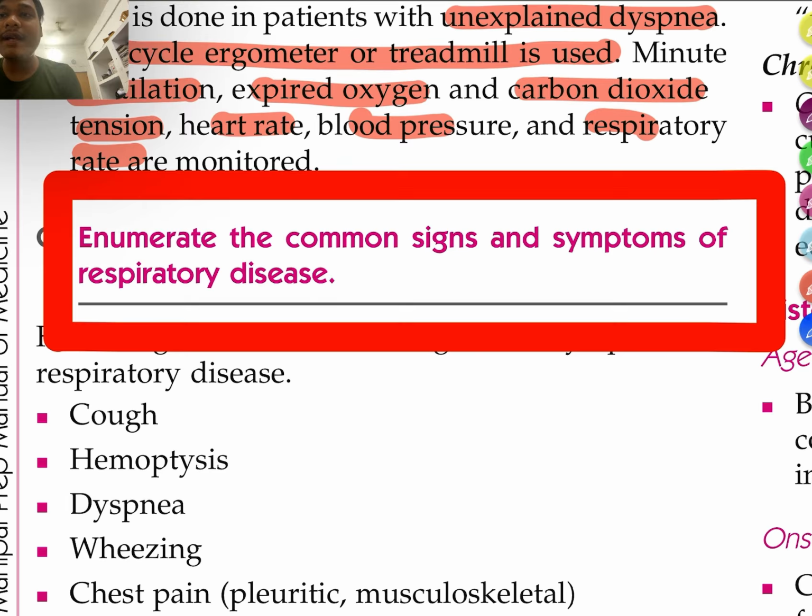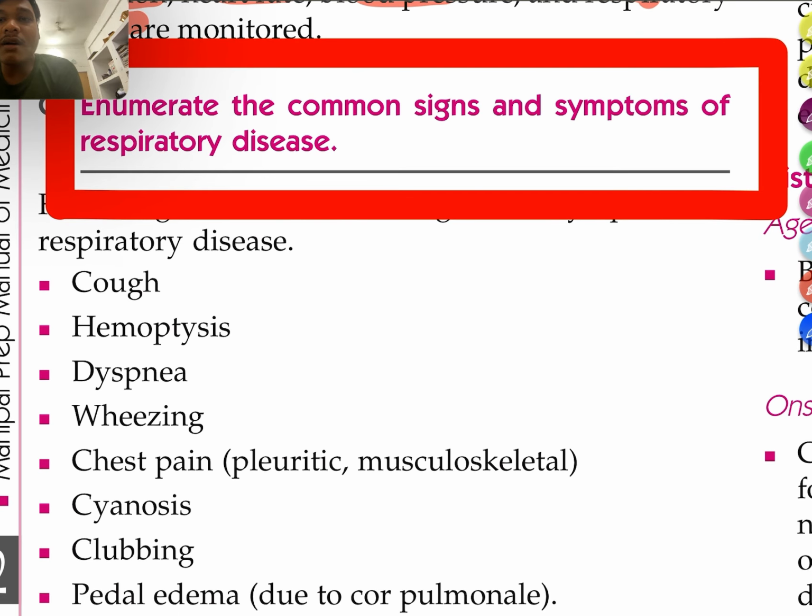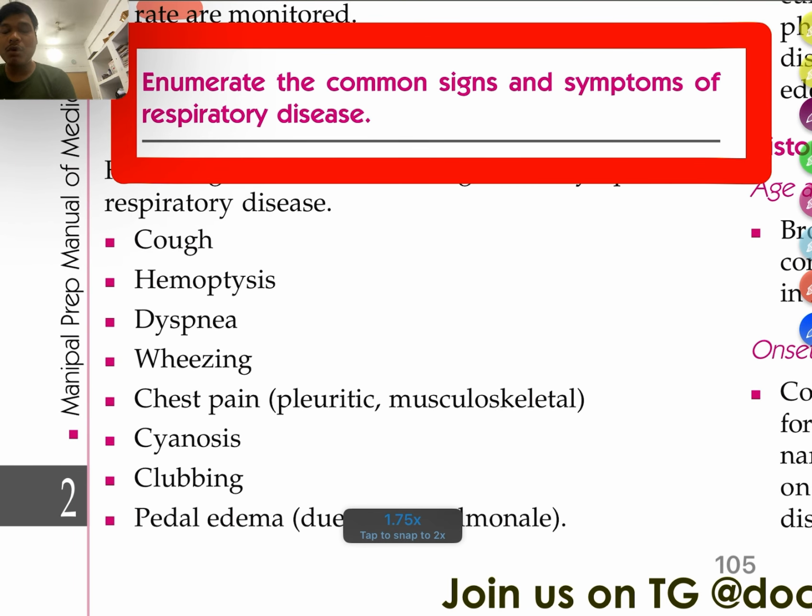Okay, next are the common signs and symptoms of respiratory disease, how the patient will come to our OPD, and whatever the disease, we have to approach it by assessing the above.